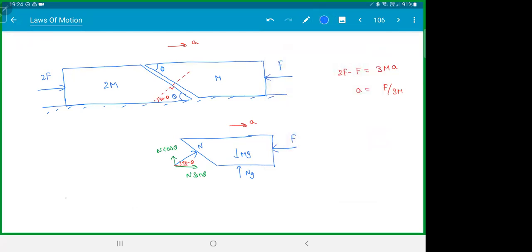Horizontal forces. N sin theta minus F is equal to mass into acceleration. And N sin theta is equal to F plus ma, and ma is F by 3, so 4F by 3. I think you are right. Right, Anika, you got that right. So normal reaction will be 4F by 3 sin theta. This is the first part answer.